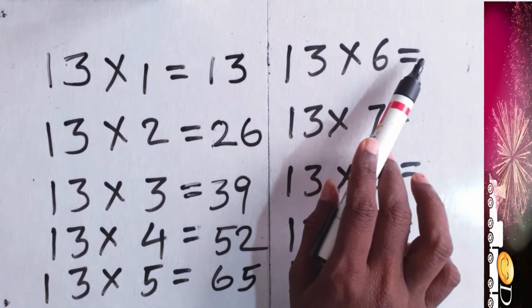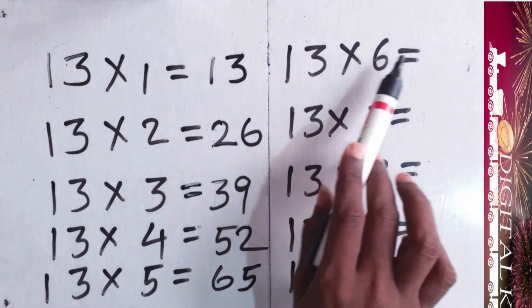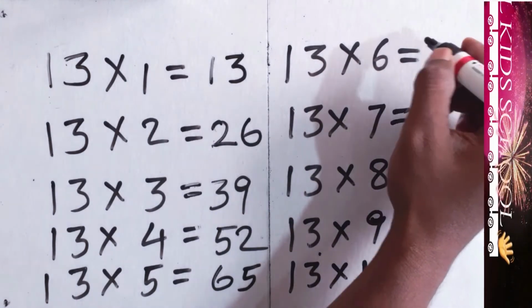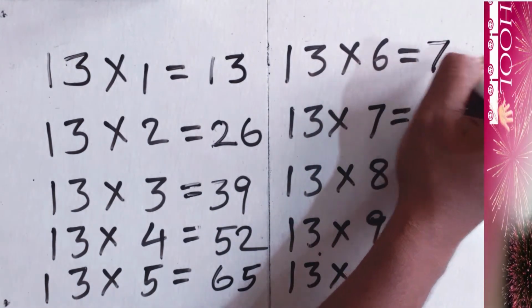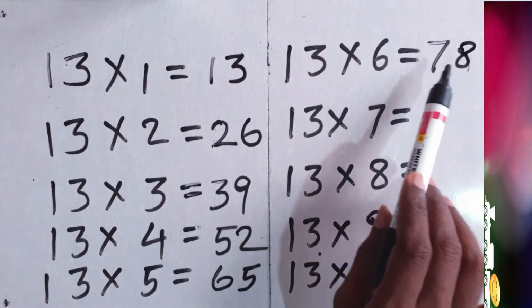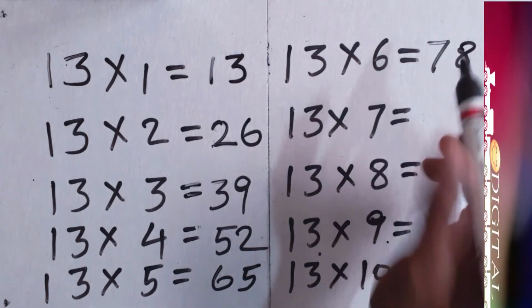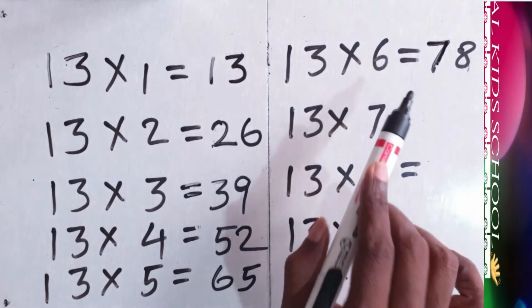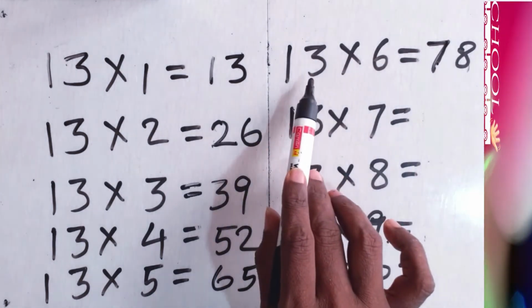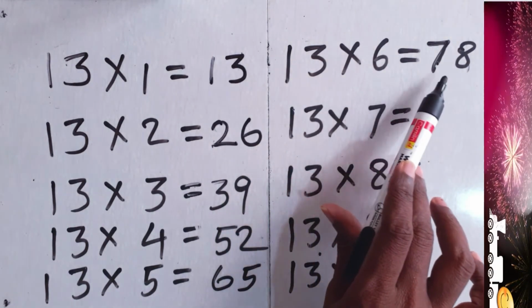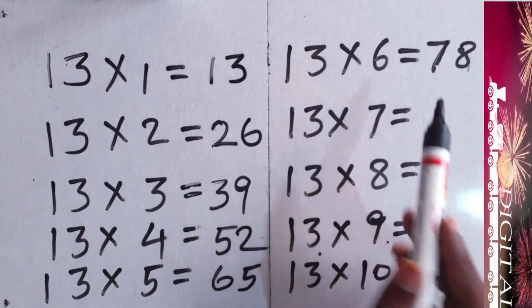Now write the answer. What is the 13 into 6? Write the answer here. 13 into 6 is equal to 78. Write the answer. 78. 13 6 is 78. 13 multiplied by 6 is equal to 78.